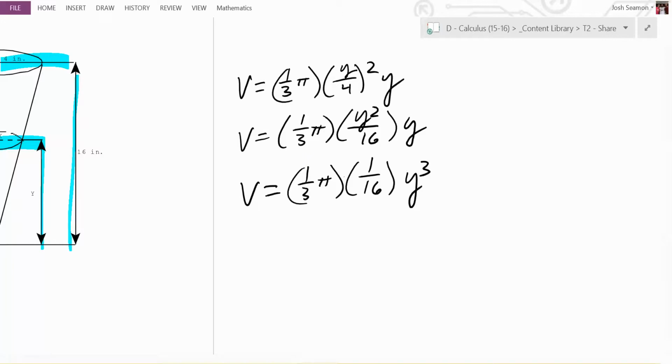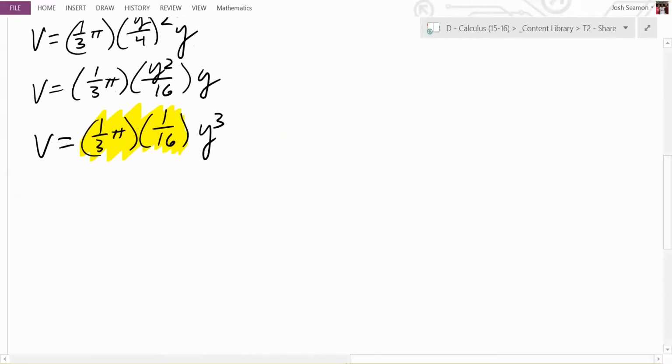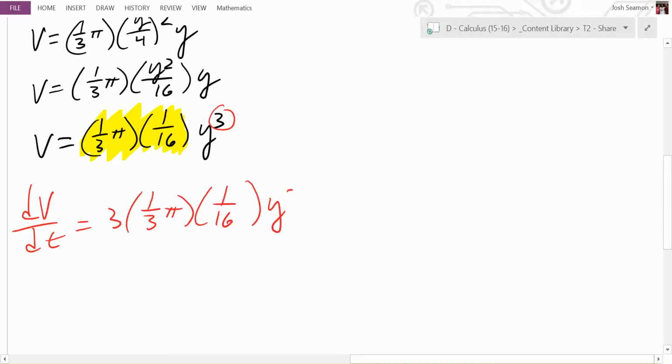3. This right here, everybody, is just a constant, right? So that constant, when you're doing the derivative, is just along for the ride. Nothing happens to it. So what do you drop to the front? So dv dt is equal to 3 times 1/3 pi times 1 over 16 times y squared times dy over dt.